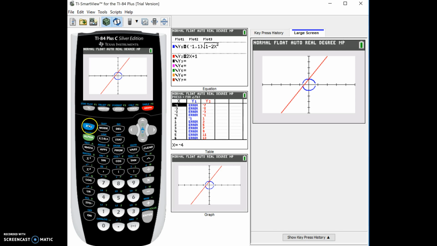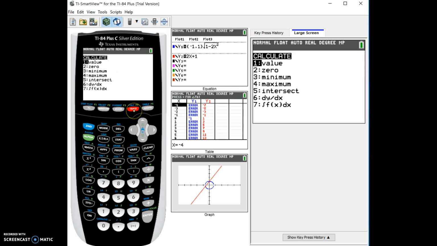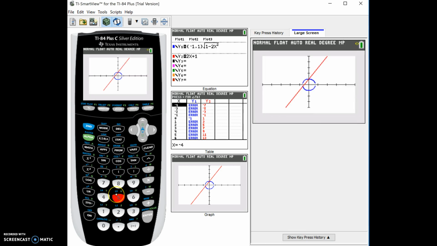We're going to do second trace, intersect, number 5. Now you have to be very careful which curves you're on. So I want to be on the bottom ellipse, which I am right now, and I'm going to scroll close to the line. Notice in the top left corner, it tells you which equation you're on. I want to pick this, and then I want to pick the line. So I'm going to hit enter.